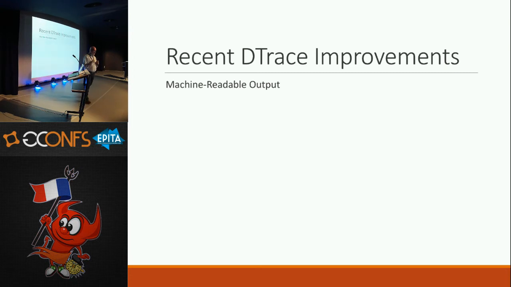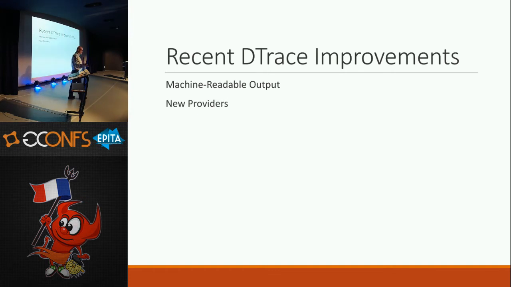So one of the first things we added was libxo support. So now you can have your output in XML. You're welcome. Also JSON. Because we want to be able to build tools that consume the data from DTrace.